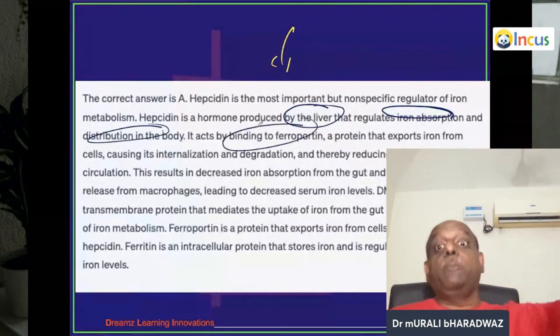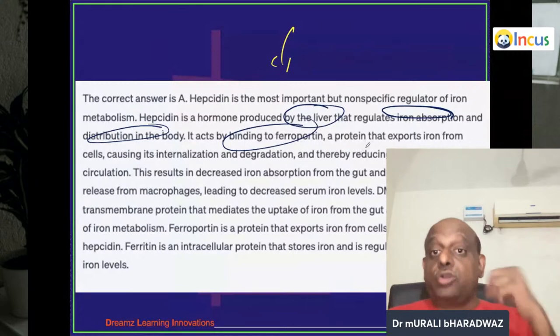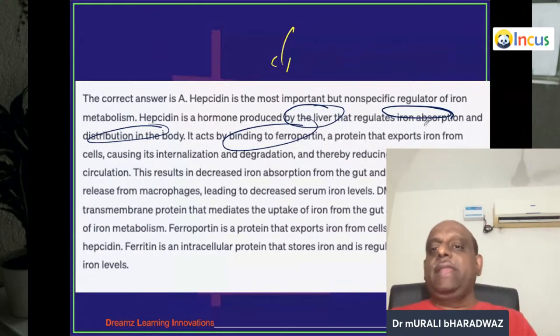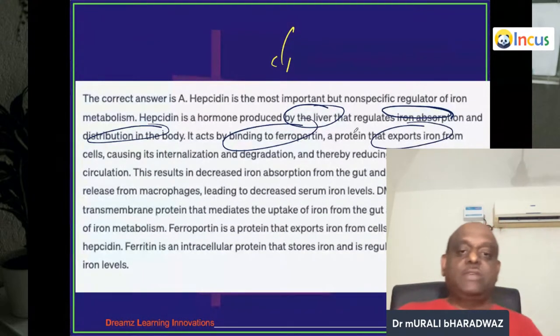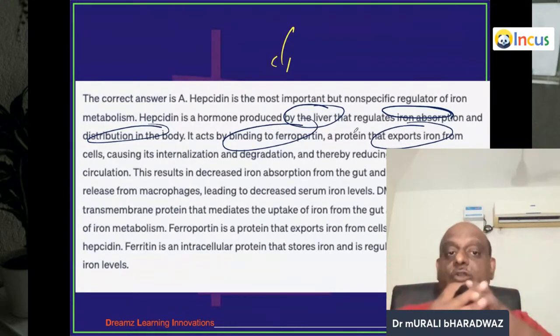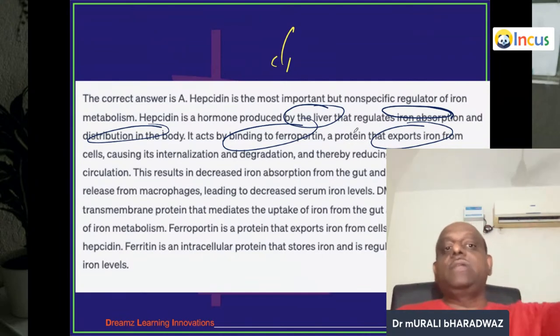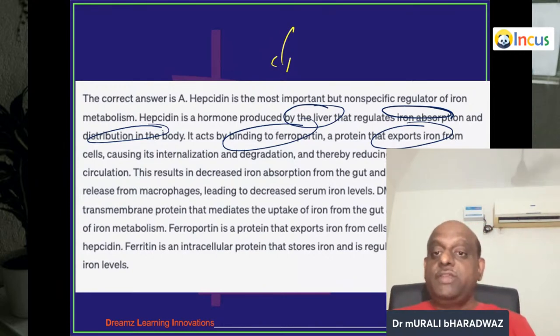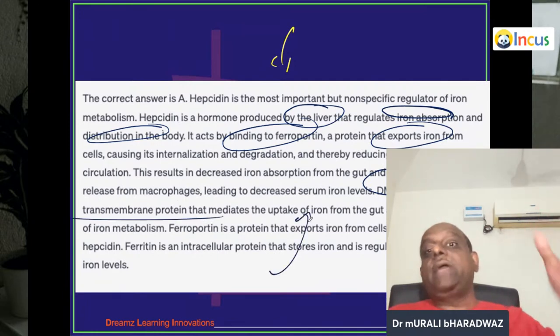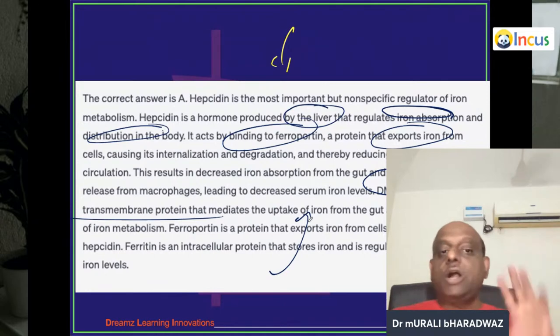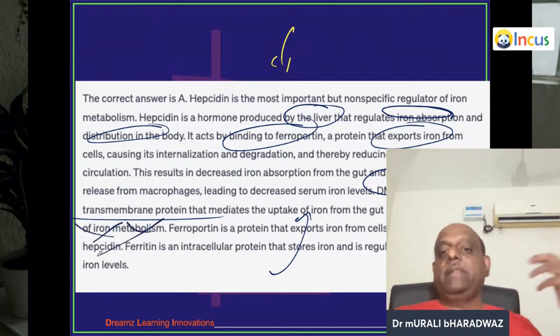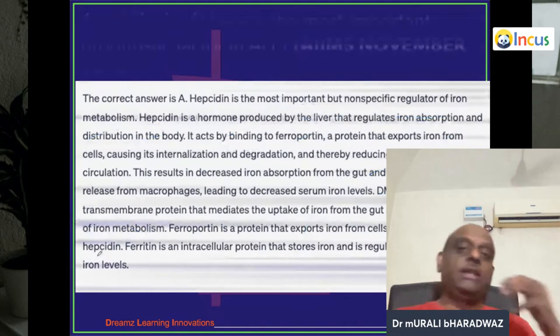It binds with ferroportin. And where is ferroportin? Ferroportin is that protein that exports the iron from the cells. It binds with ferroportin, causing its internalization and degradation, thereby reducing the iron release into the circulation. So that is the story of ferroportin. Then what is DMT1? DMT1 is the transmembrane protein that causes the uptake of the iron from the gut. And it is not a regulator of iron metabolism, is what you need to remember.